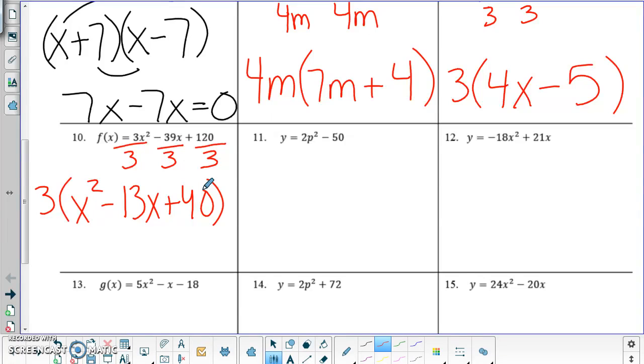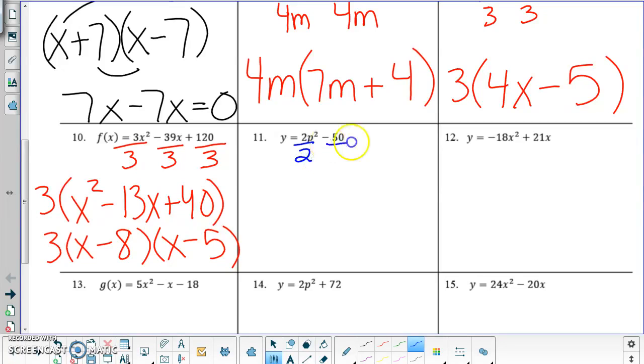Okay, so now I have a quadratic trinomial, so I'm going to factor that into parenthesis times parenthesis. So x and x, that makes x squared. Two numbers that multiply to 40 but add to negative 13, that's negative 8 and negative 5. And now I'm done. Negative 8 and negative 5 multiply to 40, and negative 8 plus negative 5 make negative 13.